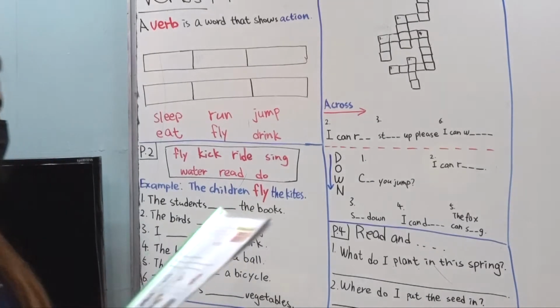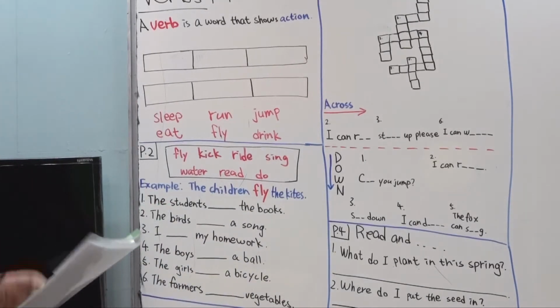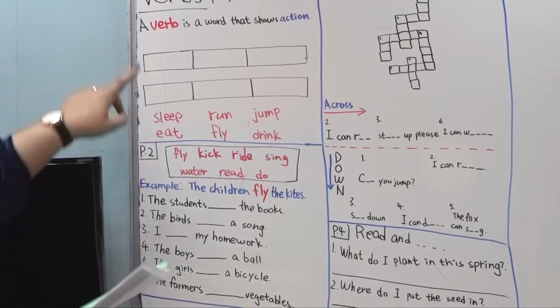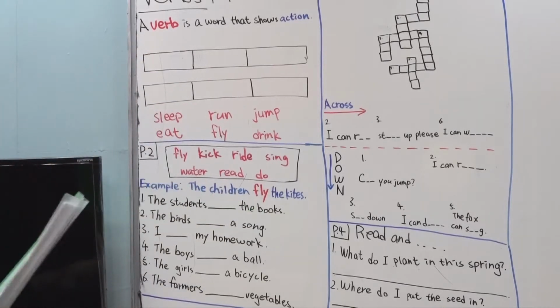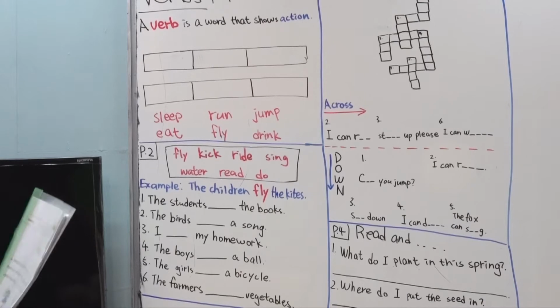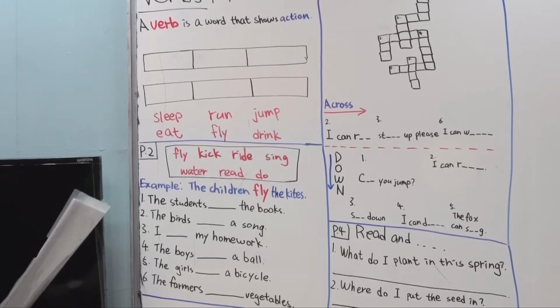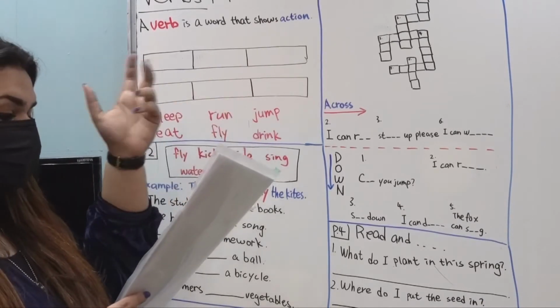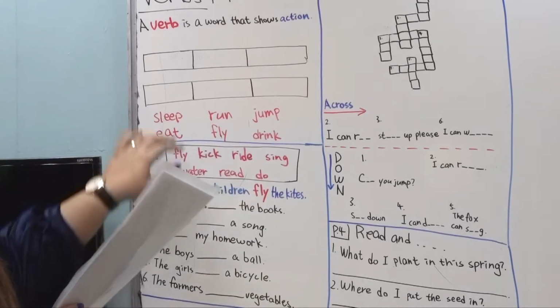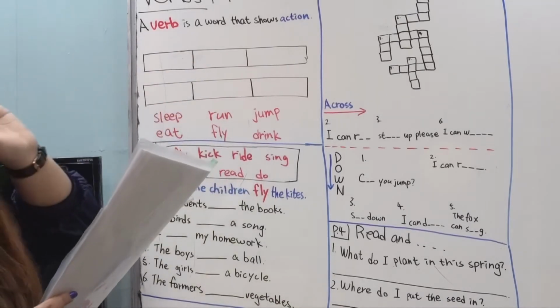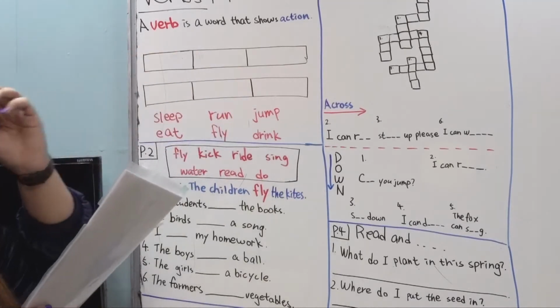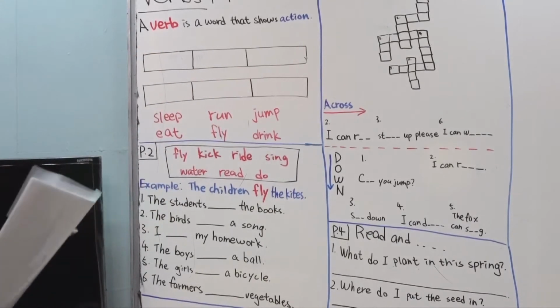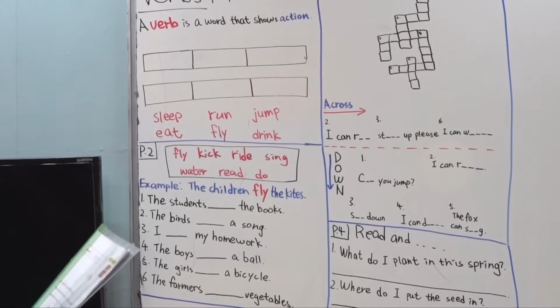Okay, so you'll see some pictures in page 1. Page number 1, you will see 6 pictures. So for each picture, choose a verb from the word bank that is best to describe the action in the picture. Write the word in the blank. Okay, so let's look at the first picture.